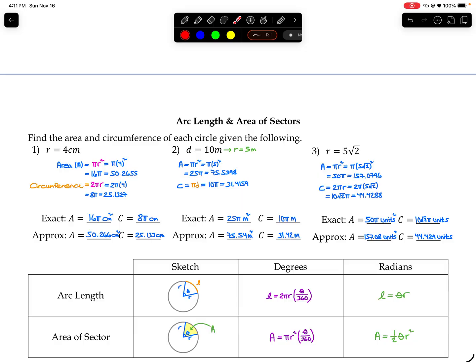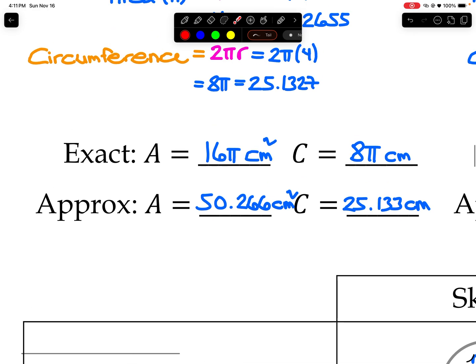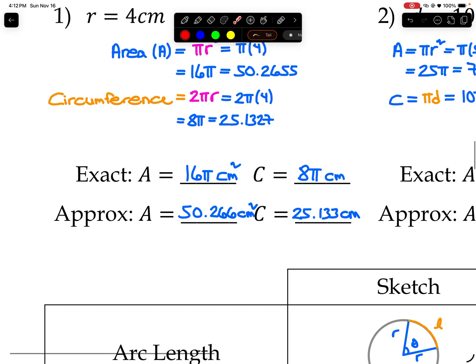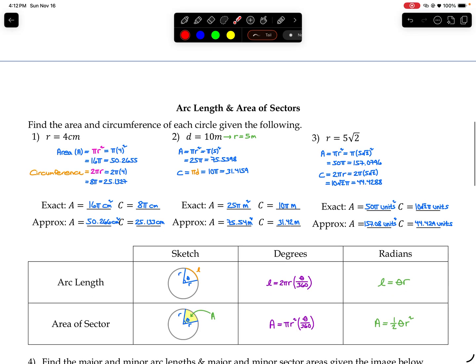Just to reacquaint yourself if needed. When we are writing our answers, we're going to write them in what we call exact form, so we're going to have the area and the circumference in exact form. Exact form means we're going to write it in terms of pi, whereas approximate form means we're going to write out the decimal approximation. So just make sure that you're writing your answer as what is indicated or asked of you.